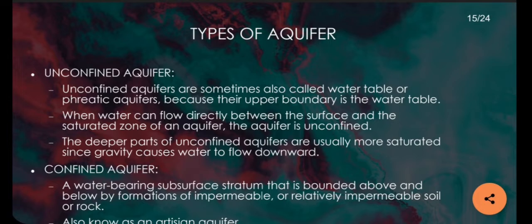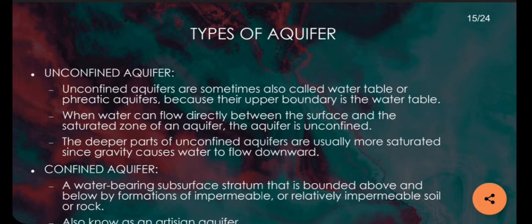The overlying confining layers prevent water from flowing directly into the confined aquifer from above. So the precipitation results in water flowing down through soil and rocks into the upper unconfined aquifer, only to be blocked by the underlying confining layer. So, a confined aquifer is a water-bearing subsurface stratum that is bounded above and below by formations of impermeable or relatively impermeable soil or rock, also known as the artesian aquifer.